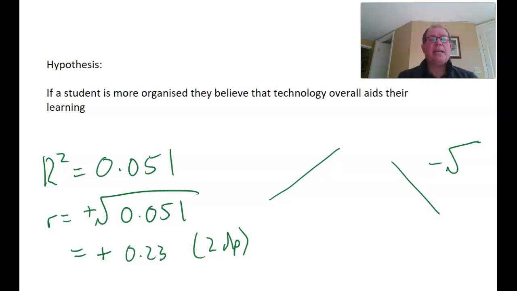So now we can answer our hypothesis. There's no evidence to suggest that our hypothesis is true. There is no evidence that if a student is more organized, that technology overall aids their learning. Now, that's fine. It's okay to get no relationship. That's what the data is showing.